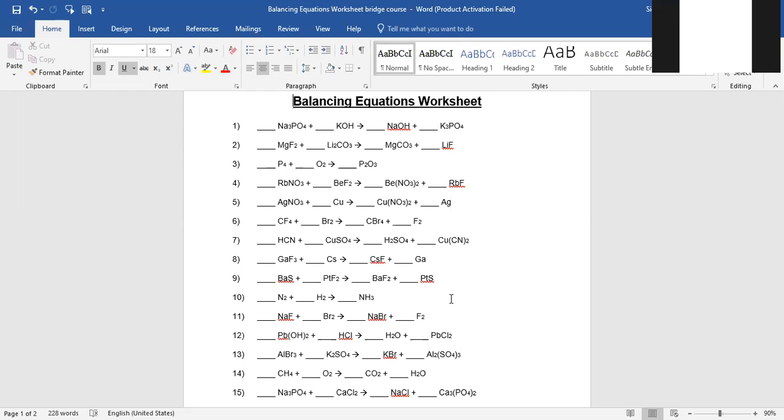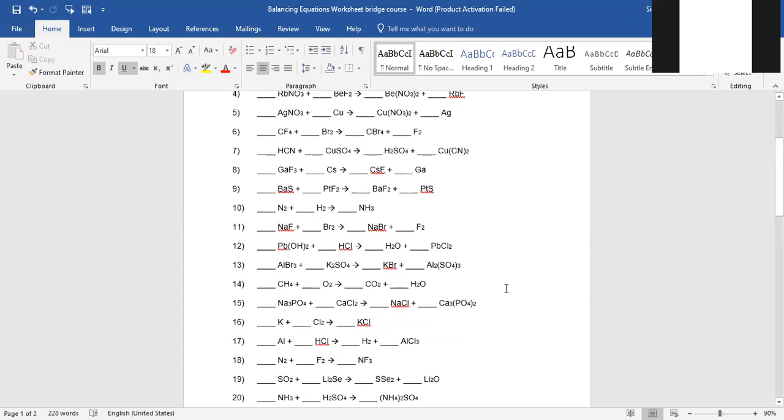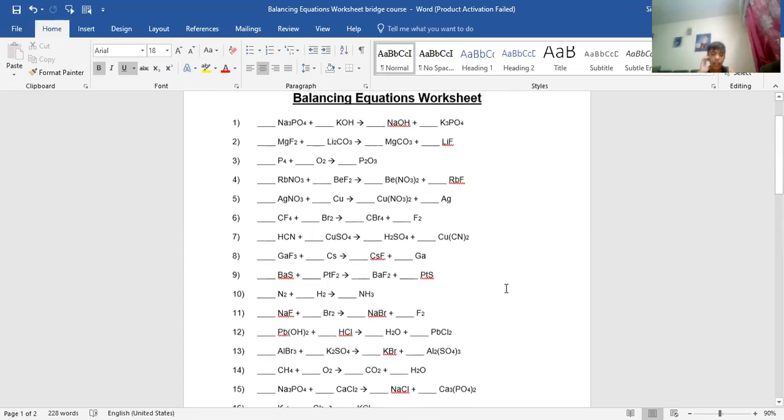So this is for two works. One is for balancing the chemical equation. Second one is for writing the chemical names for the given formulas. Total how many are there? There's a total of 20. So 20 into 4, usually you'll get 80. Once you show 17, 18, 19, 20.